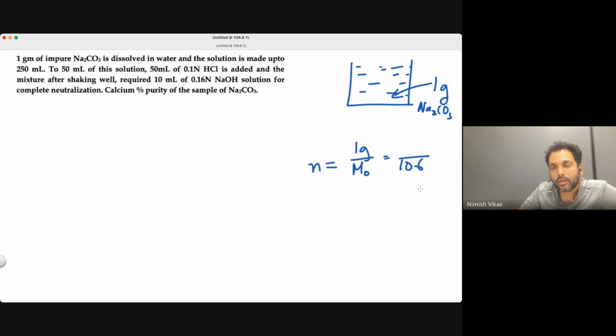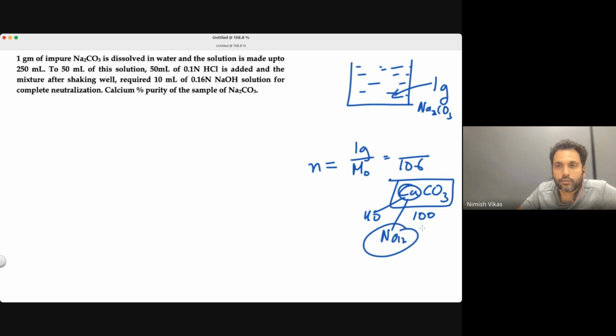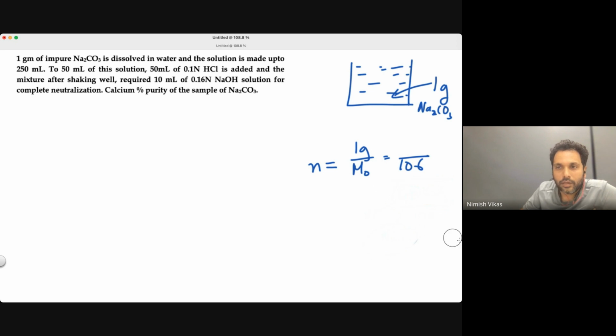Yes, sir. Because I know for sure I used to love this salt because the weight of calcium carbonate is exactly 100. So instead of calcium, which is 40, if I have Na2, which is twice 23, that's 46. So I have 6 extra, so 106. Okay. But any which way, 106, right? So if it was pure salt, the number of moles was 1 divided by 106 moles.